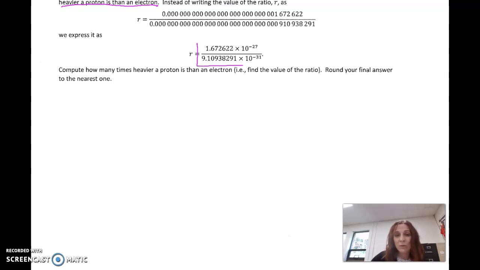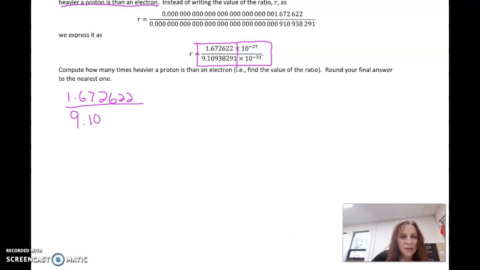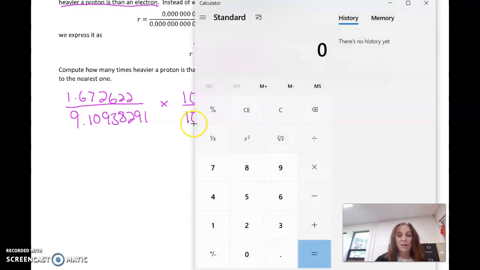All right, so I'm basically just going to divide this problem right here. And remember, what we do is break it up at the times sign. So I get 1.672622 divided by 9.1093829, hopefully I didn't miss any numbers there, times 10 to the negative 27th over 10 to the negative 31st. So this should look similar to what we've been doing. Basically, you take a calculator and you divide this out.